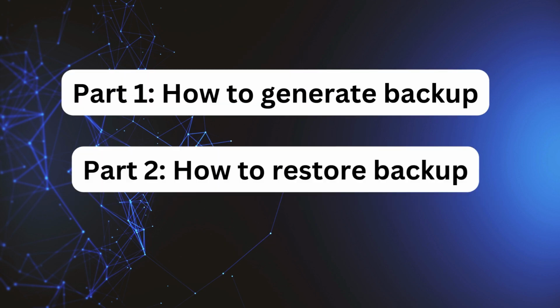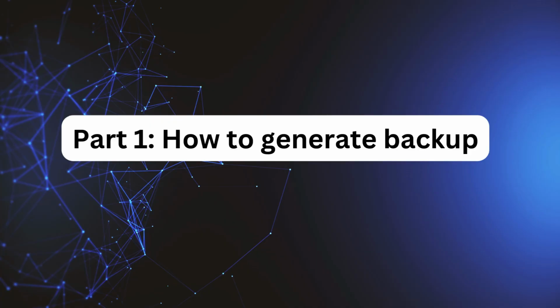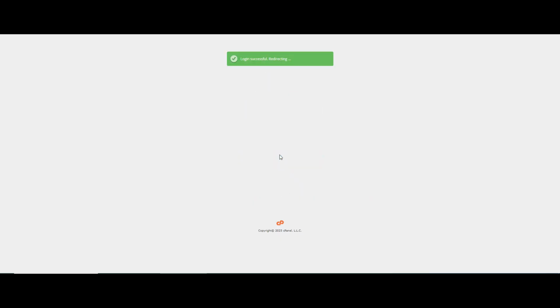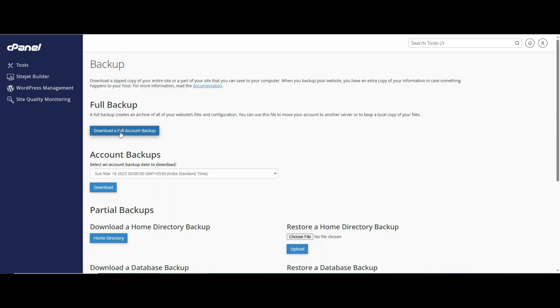The tutorial will be split into two parts. Part 1: How to generate backup. First, log into your cPanel. Then scroll down to Files section and click Backups. Under Full Backup, click Download a full account backup.